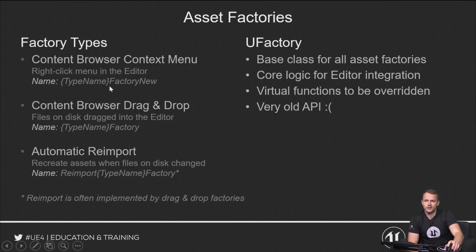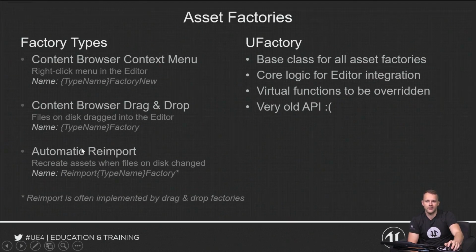And you will usually see 3 different kinds of asset factories. There's the factory that provides the integration for the content browser context menu. That's when you right-click in the content browser and you see all the different types of assets that you can create. Then there's usually a separate factory for drag and drop support. And then sometimes you will also see separate factory classes that handle automatic reimport, although lately reimport is mostly handled as part of drag and drop.